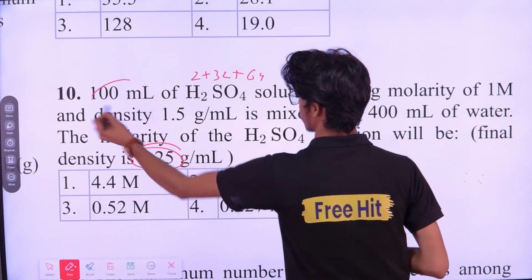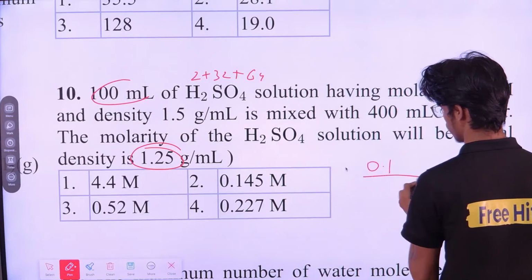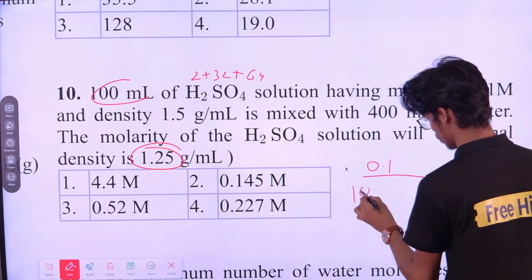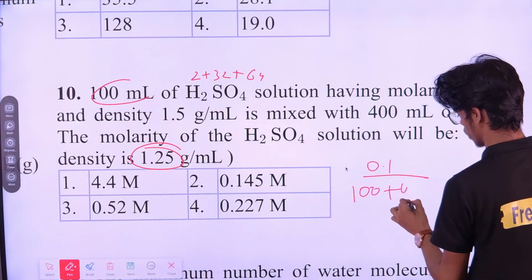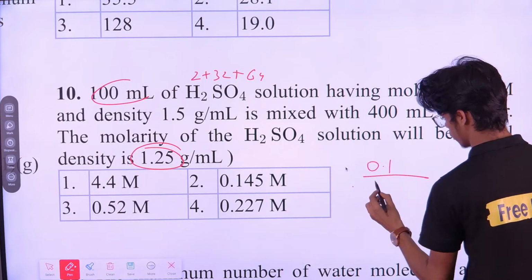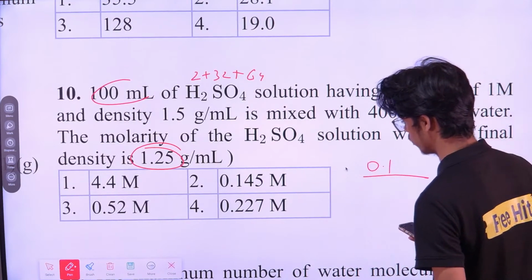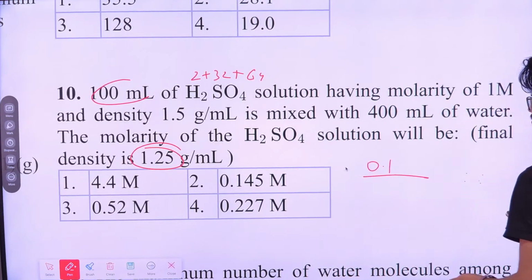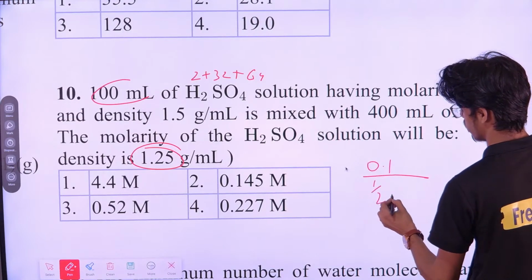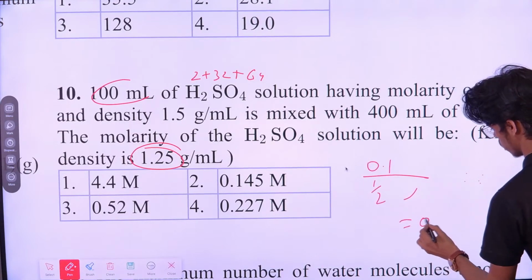Initially we had how much? 0.1 moles, simple. Initially we had 0.1 moles in 100 milliliter, plus 400 milliliter, it means how much? 500 milliliter. What is the value of 500 milliliter? That is half a liter, right? And if you multiply this, you will get 0.2.